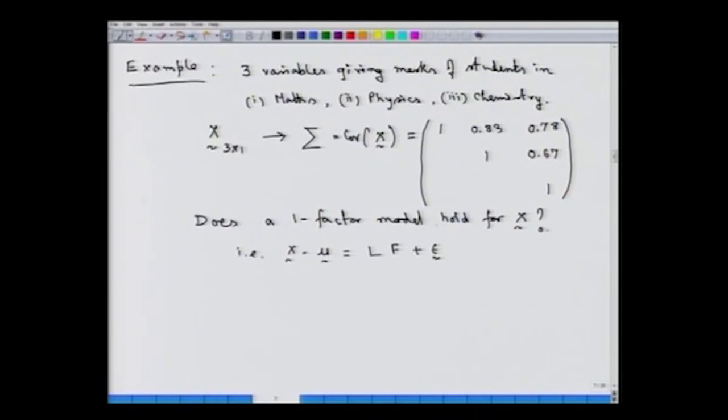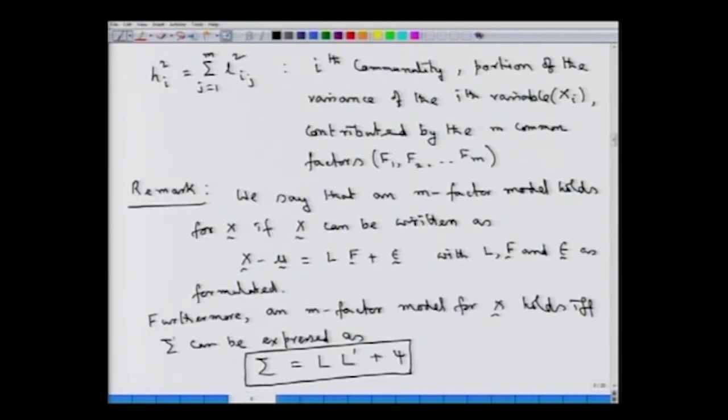Now, we are asking whether a one factor model holds. Remember that when we wrote x in terms of an m factor model, F was an unobservable random vector of dimension m cross 1. So, here it is just going to be a scalar, 1 by 1, since there is one factor. Here x is 3 by 1, L is the factor loading matrix, which is 3 by 1, and epsilon is the vector of specific factors, which is 3 by 1. As we remarked, an m factor model for x holds if and only if sigma can be expressed as sigma equal to LL dash plus psi, with appropriate values of the L matrix and the matrix psi.